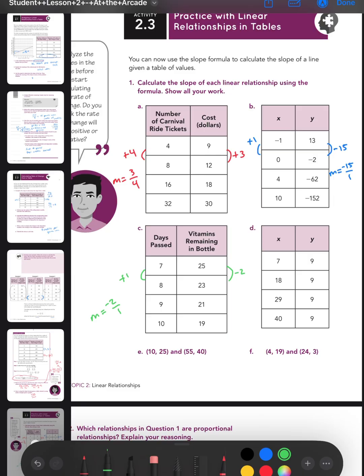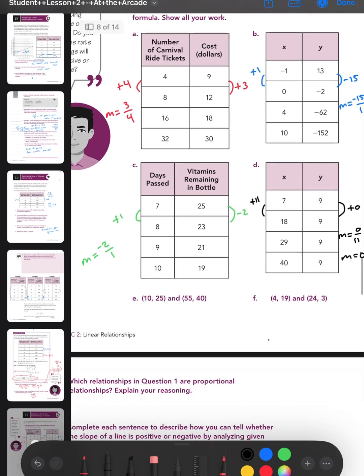And then the last one, a little unique here. We haven't seen this yet. Change in Y, 9 to 9 is 0. Now, it doesn't even matter what that change in X is, which in this case is 11, because 0 divided by anything is going to give you a slope of 0. So what we have there is a horizontal line going through 9 on the y-axis.